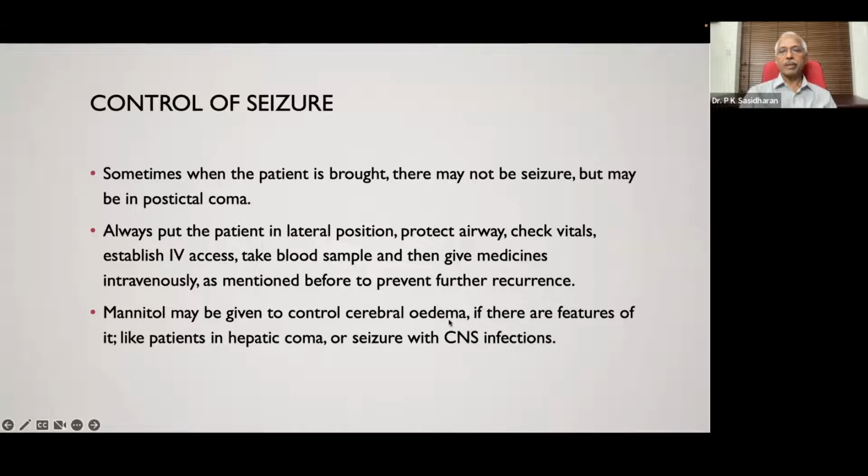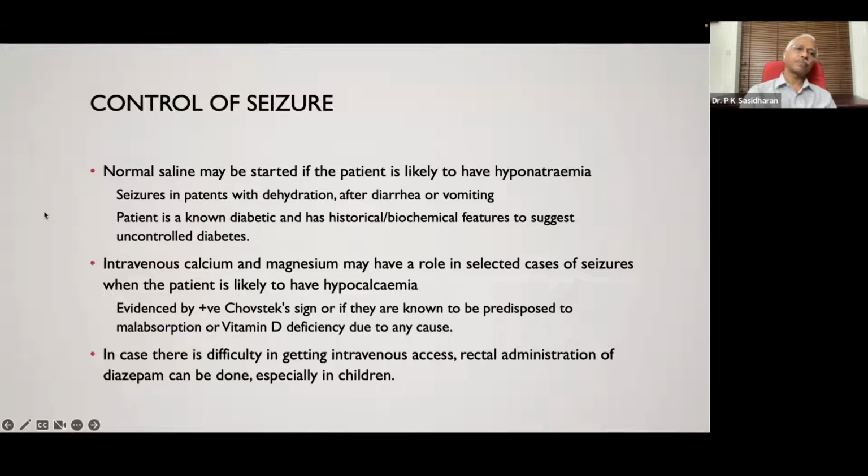Mannitol may be used to control cerebral edema in some patients with seizures, which are intractable cerebral edema sometimes. Dexamethasone may not be enough. And these are given when the patient has obvious features of cerebral edema. This can happen in patients with hepatic coma or seizures with CNS infections like encephalitis or meningoencephalitis.